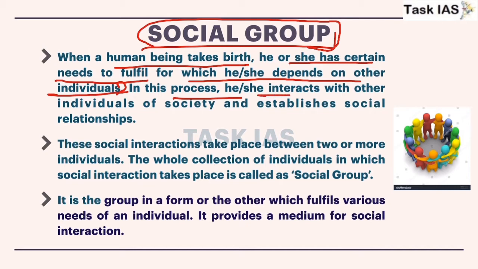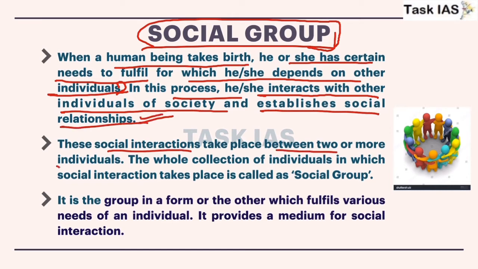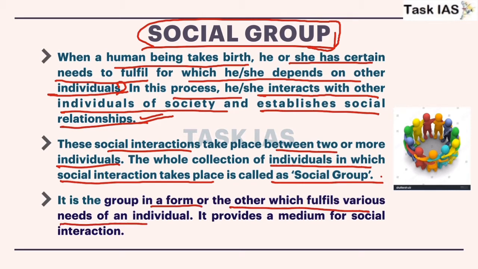When he enters school, a peer group starts developing. These social interactions take place between two or more individuals. The whole collection of individuals in which social interaction takes place is called a social group. It is the group which, in one form or the other, fulfills various needs of an individual. It provides a medium for social interaction, a means by which an individual understands other individuals of society. It is also these social groups which help in enculturation, that means transferring cultural traits from the older generation to the younger generation.